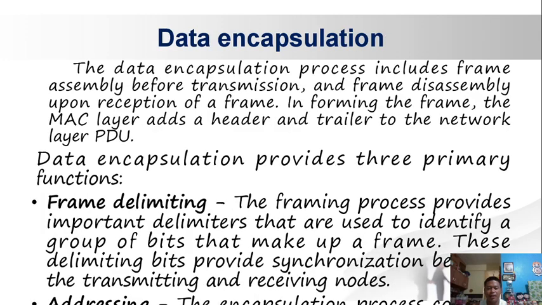Layer 2 network layer PDU. Data encapsulation provides three primary functions. Frame delimiting. The framing process provides important delimiters that are used to identify a group of bits that make up a frame. These delimiting bits provide synchronization between the transmitting and receiving nodes.